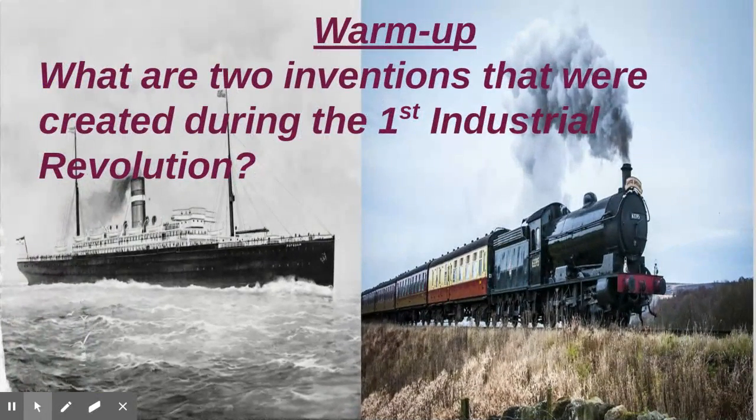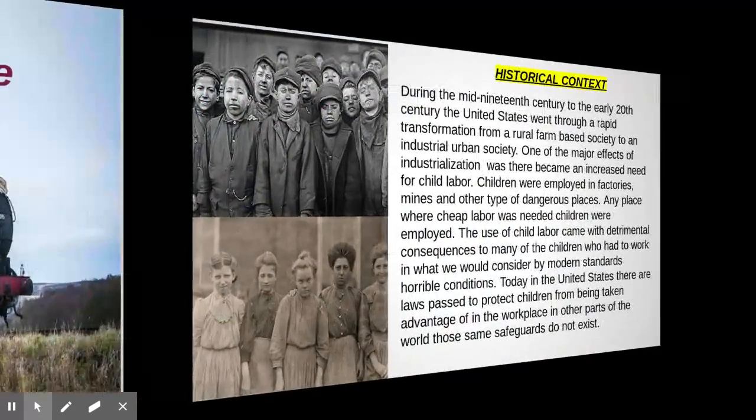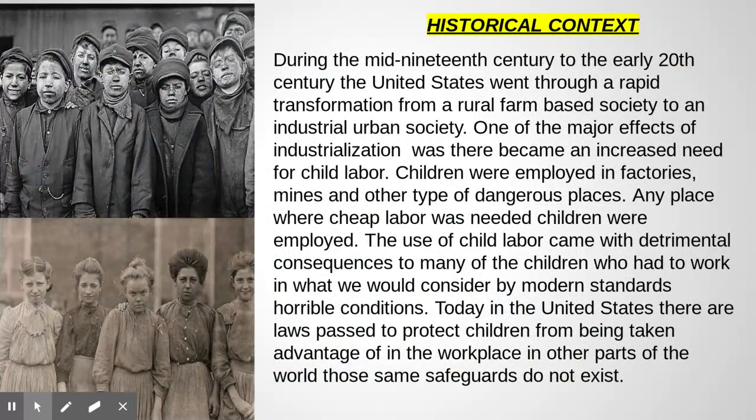The warm-up we'll do in class. Here is the historical context. Please follow along. During the mid-19th century to the early 20th century, the United States went through a rapid transformation from a rural, farm-based society to an industrial, urban society. One of the major effects of industrialization was an increased need for child labor. Children were employed in factories, mines, and other types of dangerous places. Any place where cheap labor was needed, children were employed.